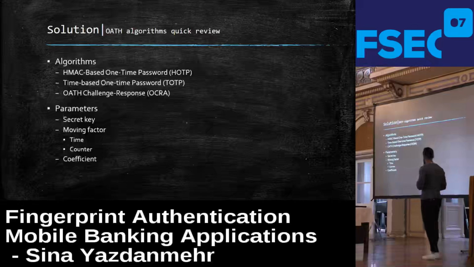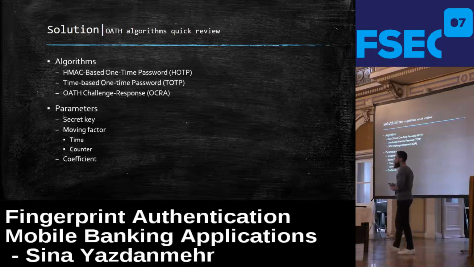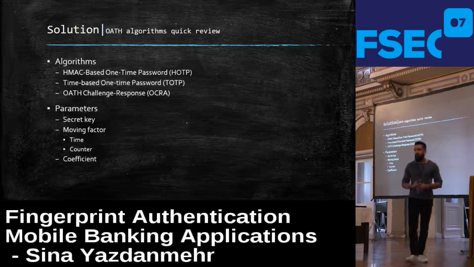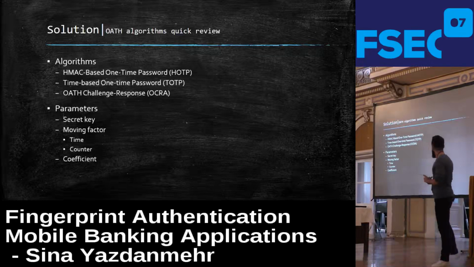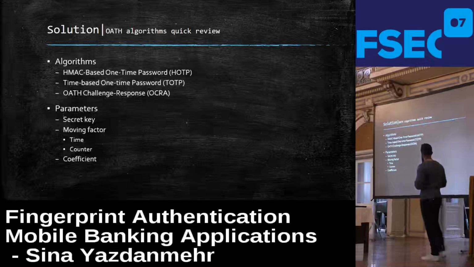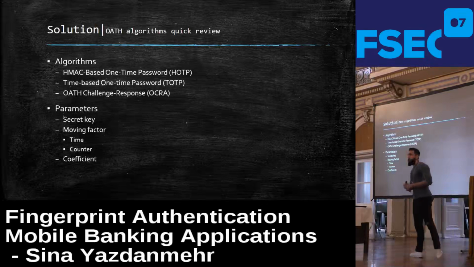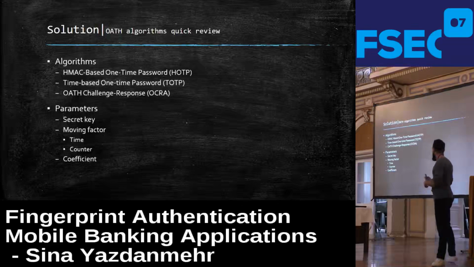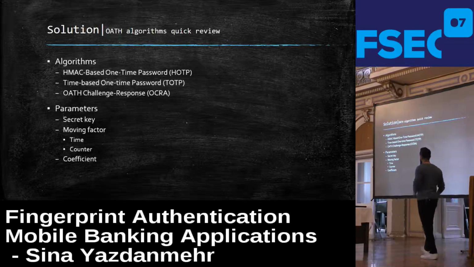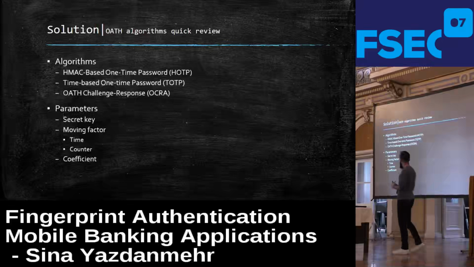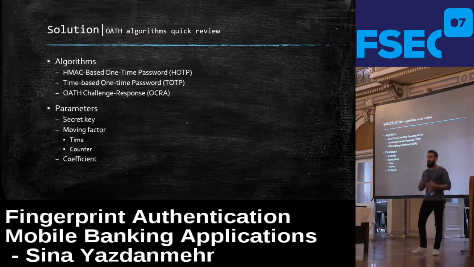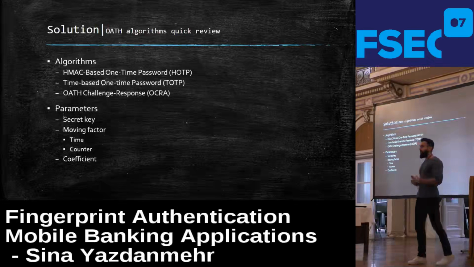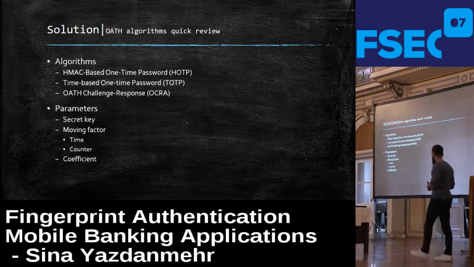All these algorithms need three main parameters. First is the secret key, which we are talking about. The second is the moving factor, and the moving factor causes the OTP to be unique each time, in each generation. It might be the time, the current epoch time, or a counter. A counter is a number which is increased each time after generating an OTP.